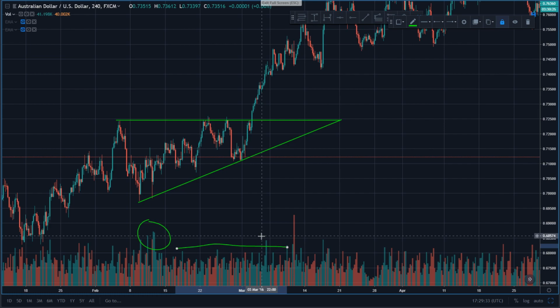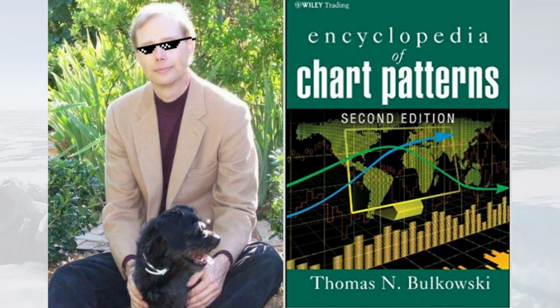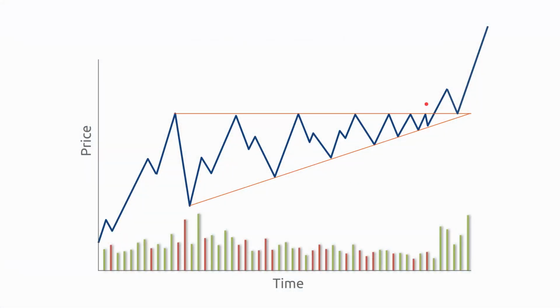As you can see, identifying a triangle is pretty simple. Now let's move on to the money, executing the trade. So just to mention, this is a textbook trade execution based on the research of Bulkowski. He is the dawn of chart patterns. His book is amazing. I've got his book. I'll leave a link to his book in the description. So let's look at the execution.